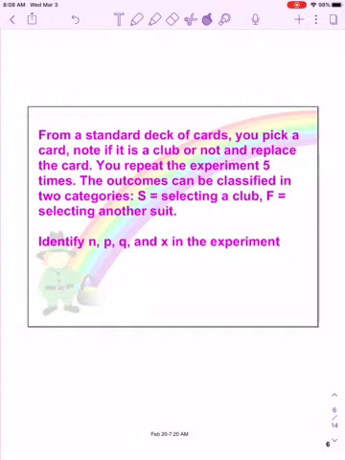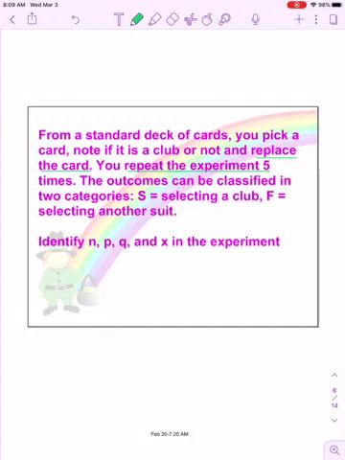So from a standard deck of cards, you pick a card, decide if it's a club or not, and put it back. You repeat the experiment 5 times. So all of this is important. You put it back. You replace the card. So that means that the probability stays the same throughout. Okay? You repeat it 5 times. So there's your set number. All of this is making it a binomial experiment.